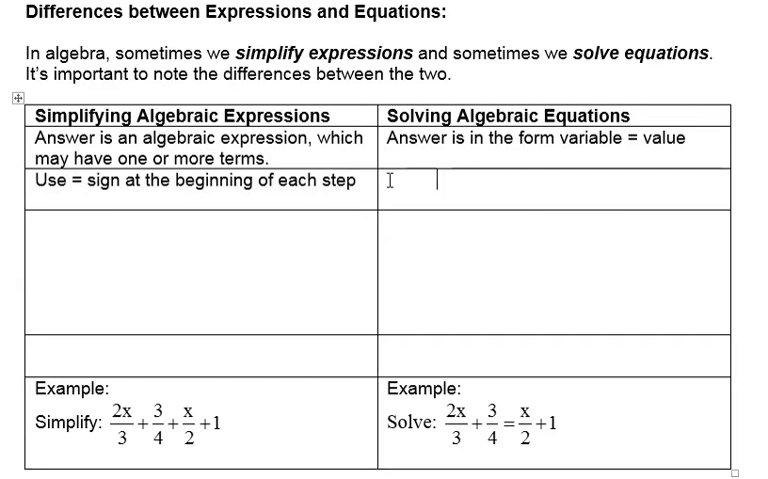When we're looking at algebraic expressions, each step should have all parts of the expression, and there should be an equal sign at the beginning of each step. When we're solving an equation, there should be an equal sign between the two sides of the equation. Again, there's still one equal sign for each step.